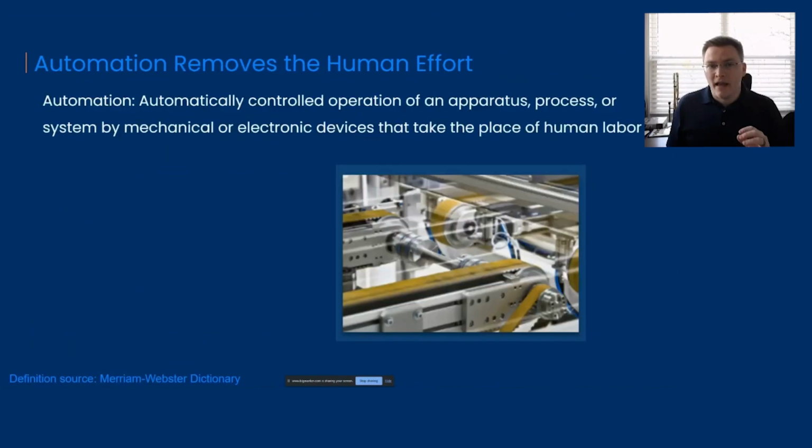Automation actually helps integration. Let's take a look at that definition and see how it is different than integration itself. Automation, by definition, is automatically controlling the operation of an apparatus, process, or system by some sort of mechanical or electronic device. And really, the point is that it takes the place of human labor.